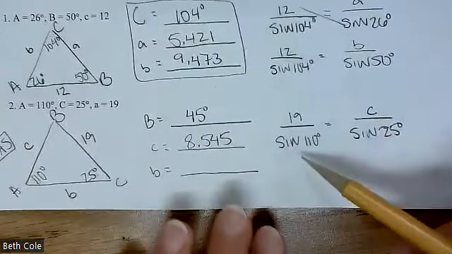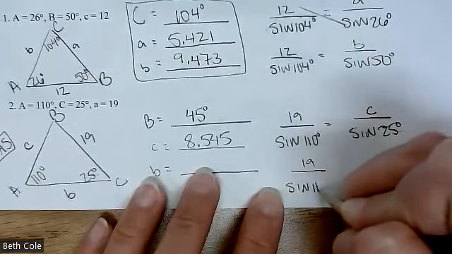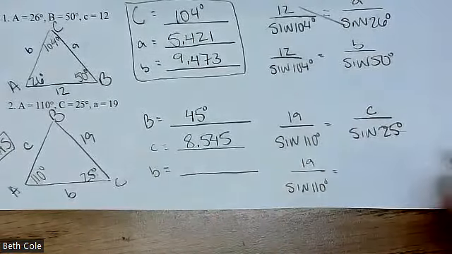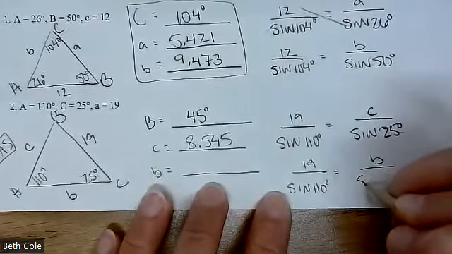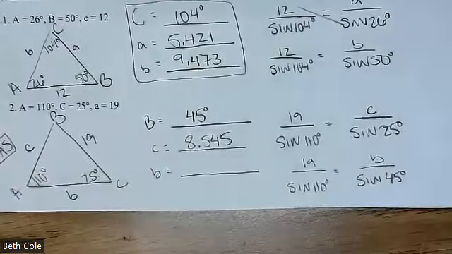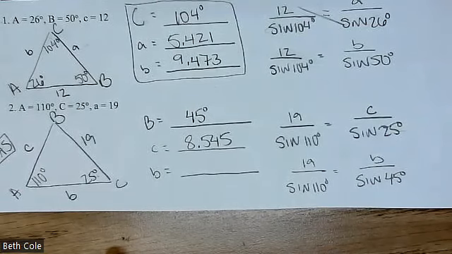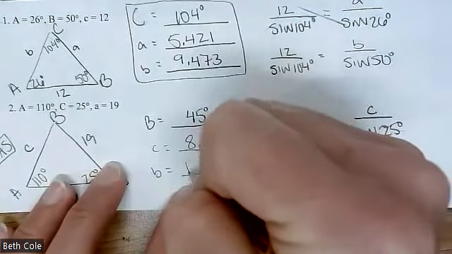How does this last one get set up? 19 over sine of 110. It starts the exact same way. And then just what's on this side changes. B over sine of, what was B? Oh, we found that, 45. Type that one in. You'll have your answer. Did anyone get 14 point some stuff? 297, okay.